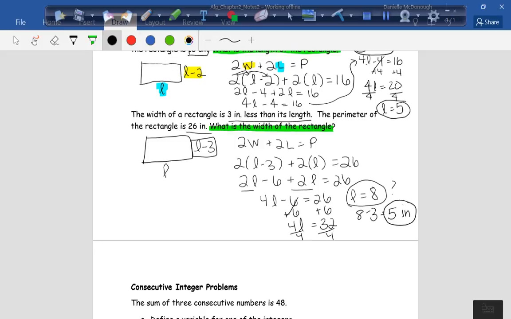I will say this too, just going back up to here, let's say that I started by labeling the width as W, and here it says the width of a rectangle is 3 inches less than its length, so the length here would have been W plus 3. If you were to substitute that into the equation, you would have gotten the same exact answer. So it doesn't matter which way you go as long as you just follow the directions that it's giving you.